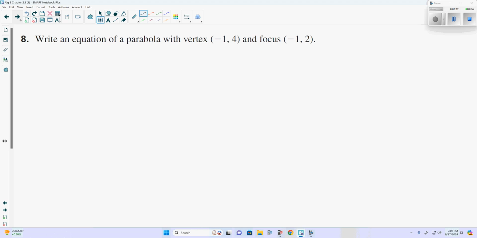So, before we start this here, are there any questions over the homework? Questions over the homework assignments? 2.1 and 2.2.